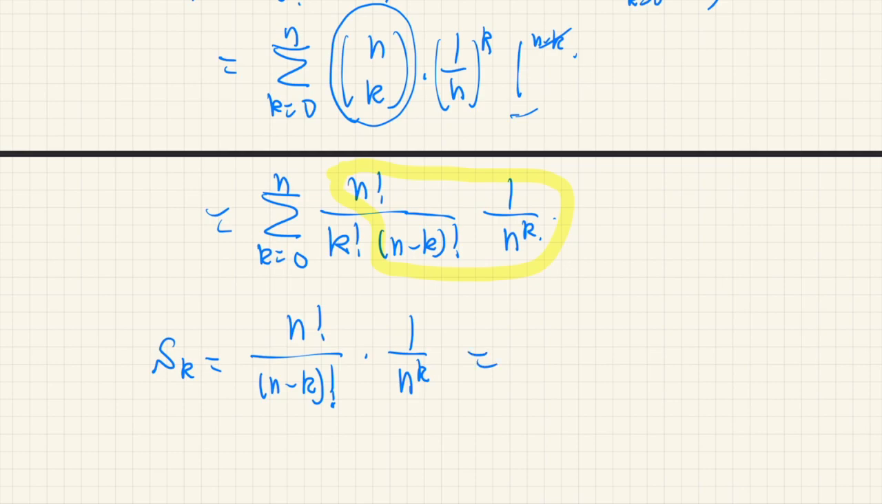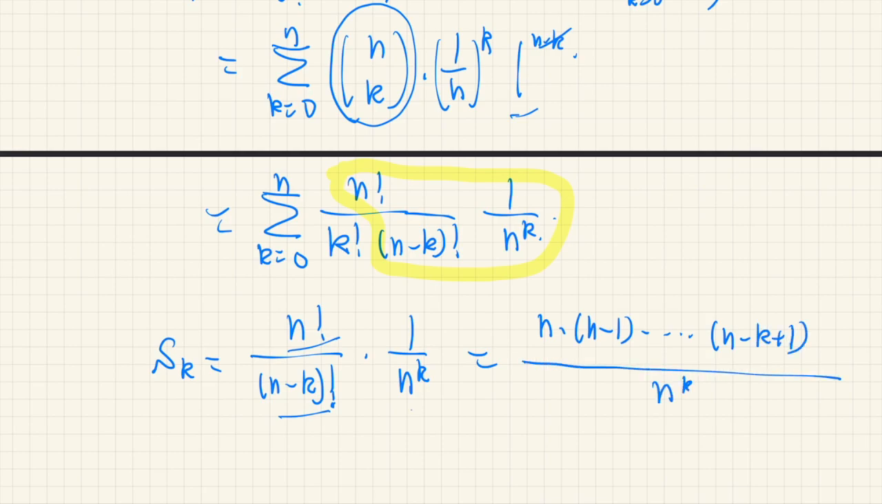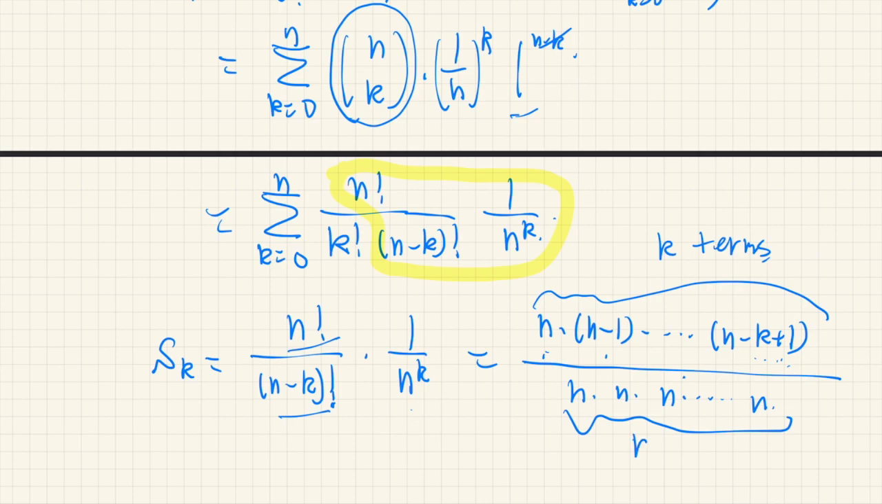Now, if you cancel common terms, we have n times n minus 1 times up to n minus k plus 1, over n to the power of k. So here in the numerator we have k factors, from n, to n minus 1, to n minus k plus 1. So there are k terms. And here we have n to the power of k, which can be written as n times n times n, and so on, times n. So again, k factors here, k factors here.